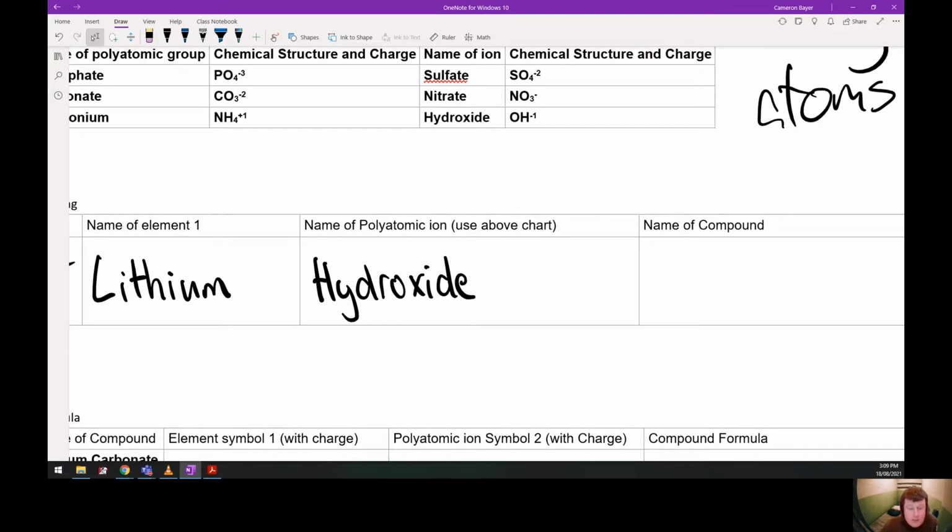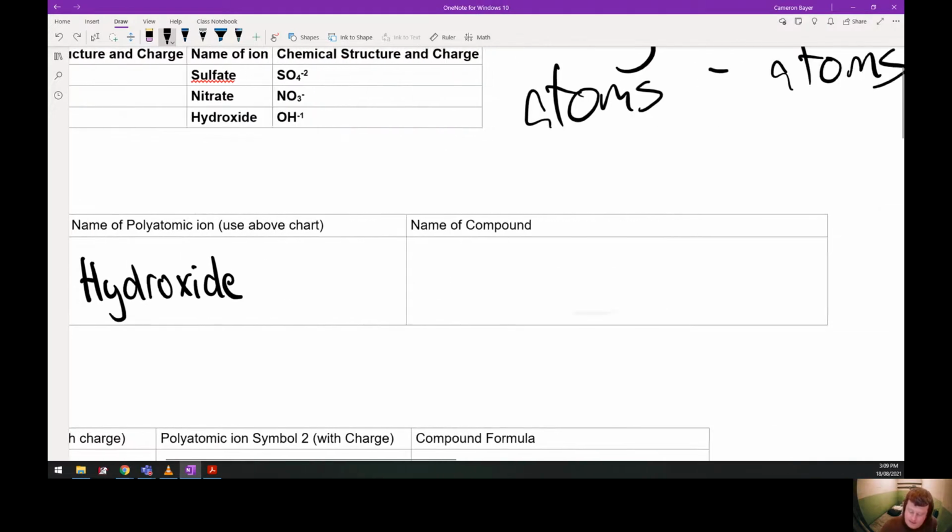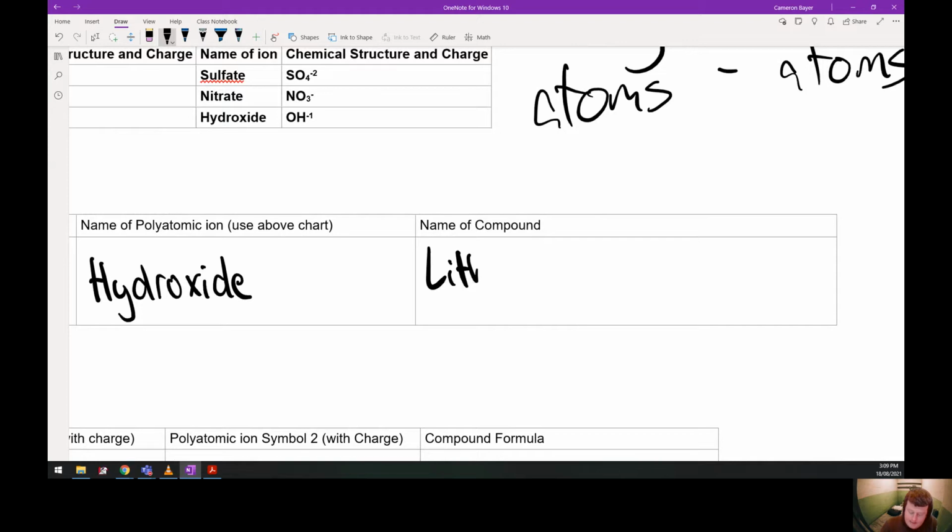We don't have to do anything in terms of changing its name here. So we're not going to call it hydroxum or anything like that. This IDE stays because these are fixed. They're always polyatomic ions, so we don't need to do anything with its naming. So what I'm going to do is go to naming the compound and just put that together.